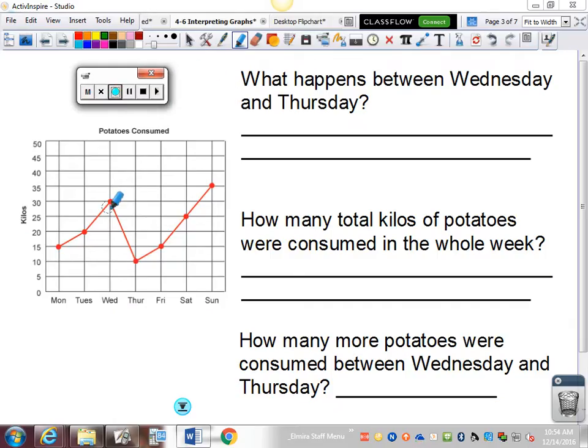So we're looking at this area from here to here. Okay? The amount of potatoes, let's see, from Wednesday to Thursday is decreasing. Now, when you write sentences, remember to be specific. And you don't have to make up the words. Okay? The words are right here in the problem. The number of potatoes consumed.